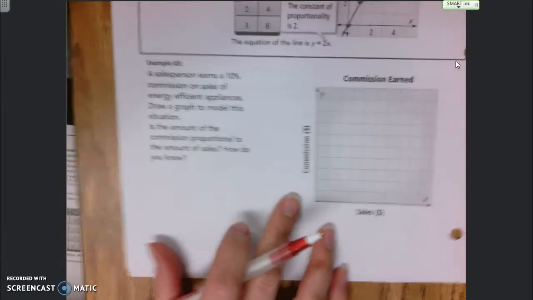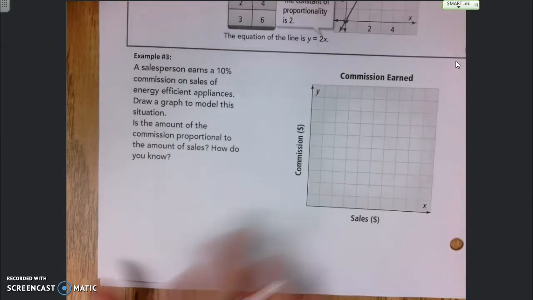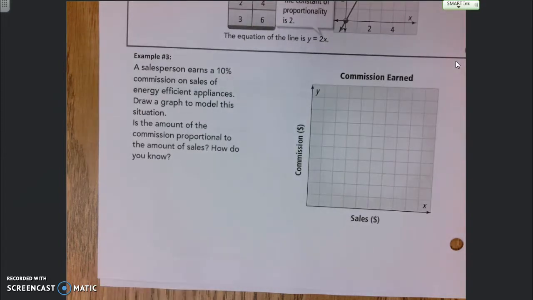Okay, having fun yet? Number 3 says that a salesperson earns a 10% commission on sales of energy-efficient appliances. Draw a graph to model this situation, and is the amount of the commission proportional to the amount of sales? How do you know? So I can't go right to my graph here. I have to first go to the information that's given to me.